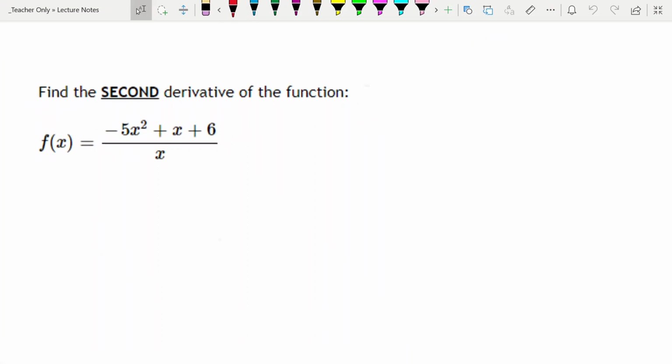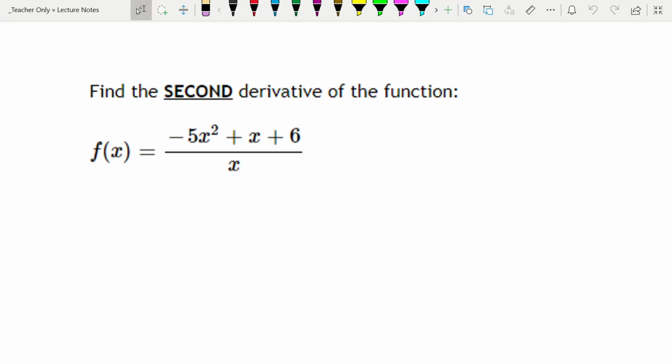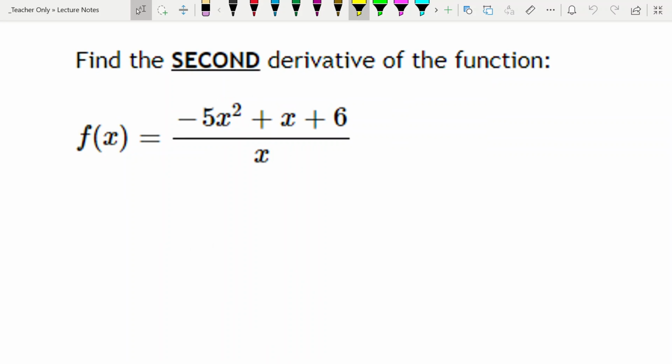So for this problem, we're going to find the second derivative of this function. Now, to do that, we have a couple options. I always call it algebra now or algebra later. So we can start with just recognizing, this is the most common way students see this problem, that we have a quotient rule. We have something with x divided by something with x, and we'll go with that. This would be the algebra later approach.